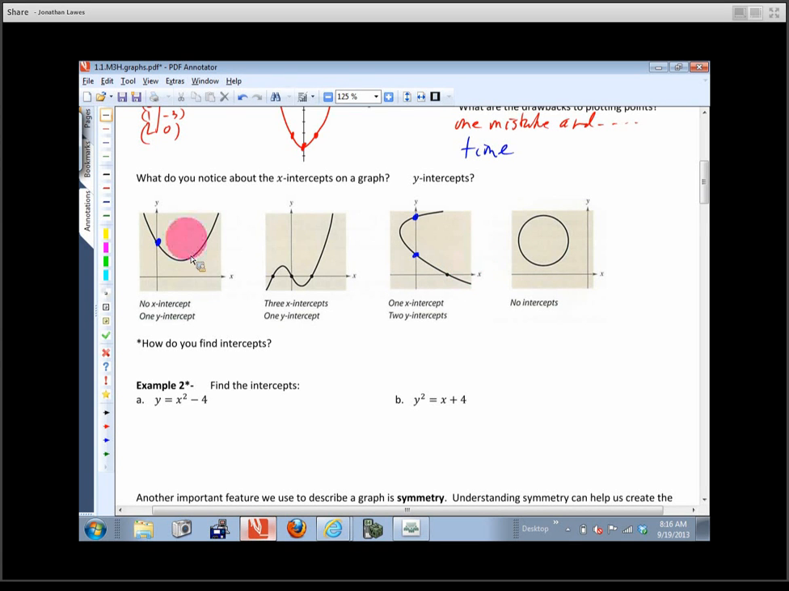Well, this one is kind of a parabola that opens up. This one looks a little bit, maybe not quite like a parabola, but kind of. What do you notice about the y-intercepts themselves?